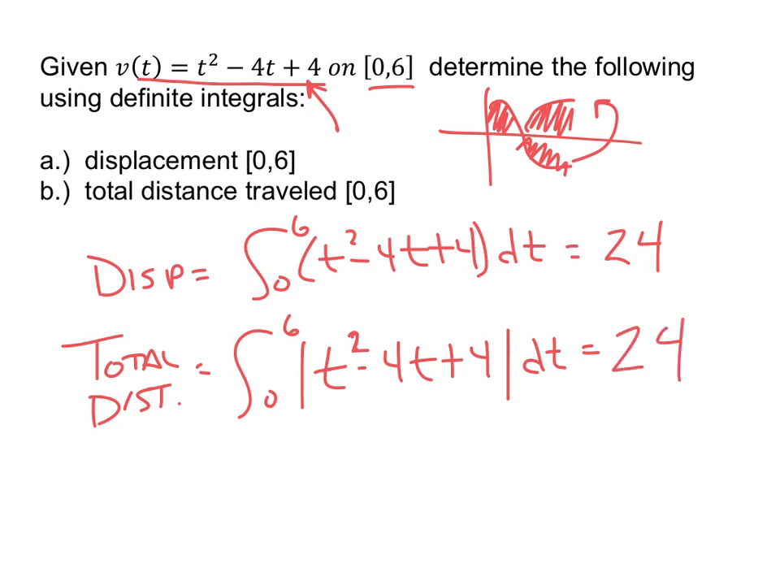Well, I get 24, which tells me that apparently this particle didn't change direction during the interval from 0 to 6. The displacement and the total distance were exactly the same. There was no change in direction. This graph didn't dip below the horizontal axis on that interval.